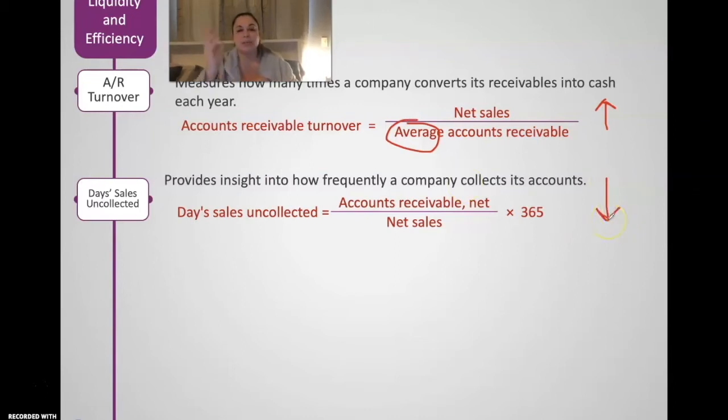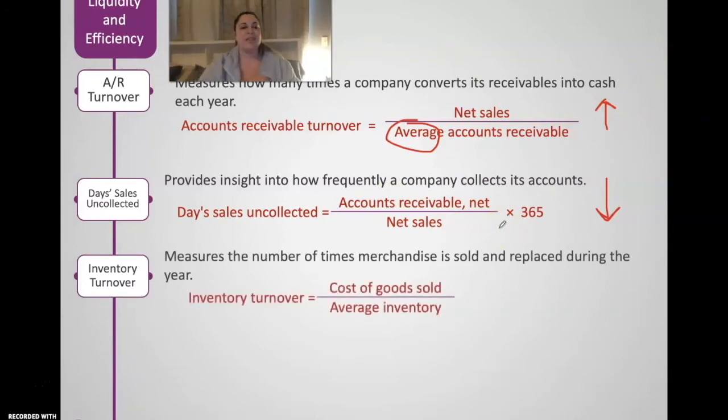I mean, ideally, we want somebody to owe us money for maybe 1 day and then pay us. If it's over maybe 60 days, there's a problem. We're not collecting money in time. If people owe us money and they're supposed to pay us within 30 days, then we always want this number to be under 30. So to do this, we do our net accounts receivable, divide by our net sales, times 365.